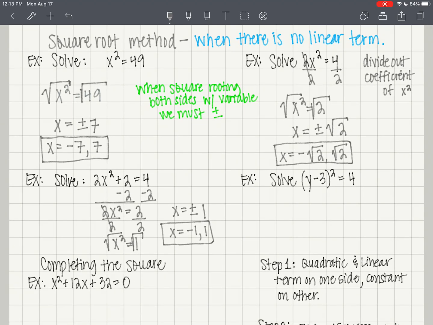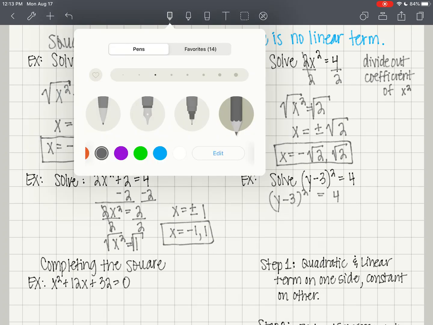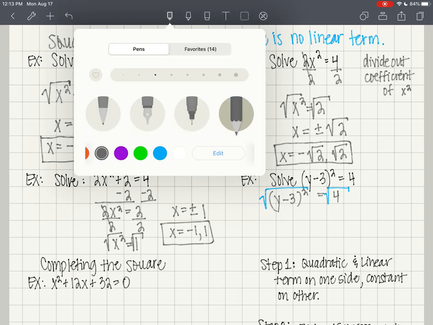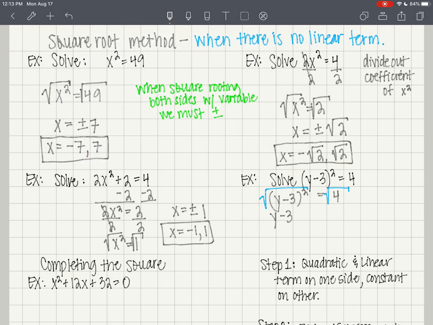And our last problem here, sometimes they'll take a binomial and square it. This you can also solve using our square root method. So we just have to undo that square. I'm going to do that by square rooting both sides. And when I square root both sides, I get the plus or minus. So I'll have y minus 3 equals plus or minus the square root of 4, which is 2.